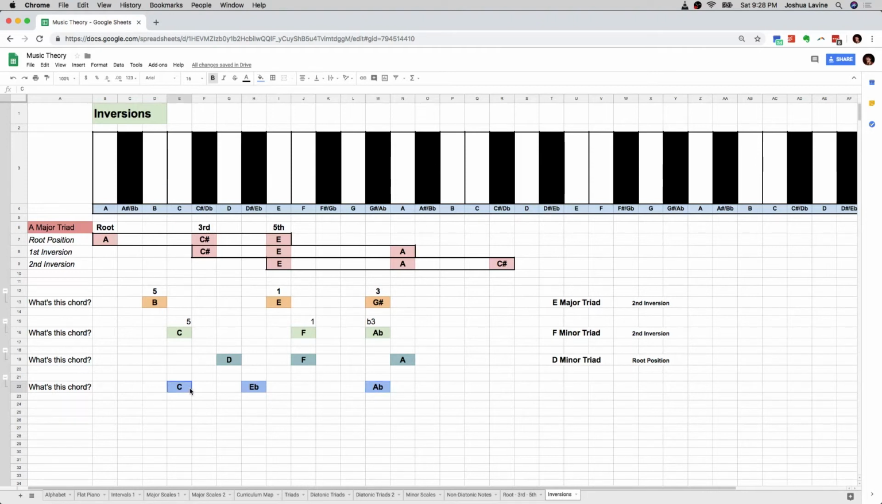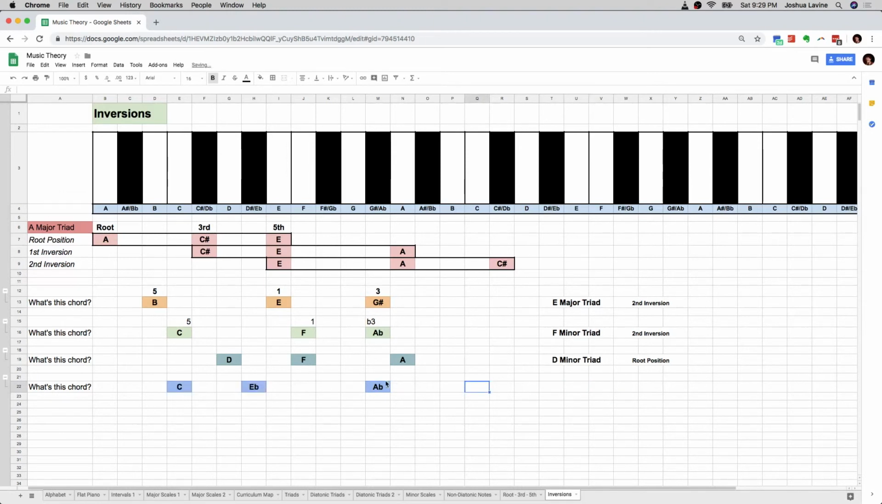Let's move this C to here, and let's take this E flat and put it over here. Now I'm looking at, from A flat to C is 1, 2, 3, 4, that's a major third. From C to E flat, 1, 2, 3, that's a minor third. And so there we have the A flat major triad.